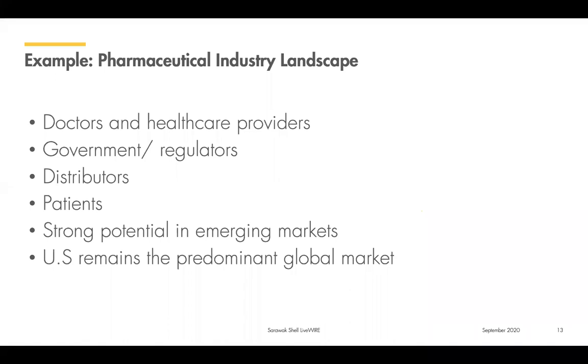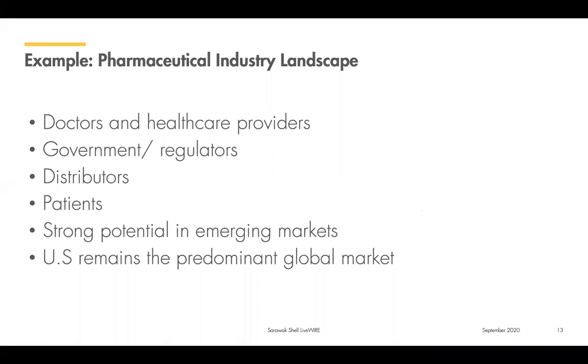So coming back to our pharmaceutical industry landscape, the customer segments they're looking at could be doctors and healthcare providers. They can look at government and regulators, because sometimes there are government hospitals, and they set policies and all that. So maybe it's worth it for businesses to consider government and regulators as part of their customer segment or market segment.